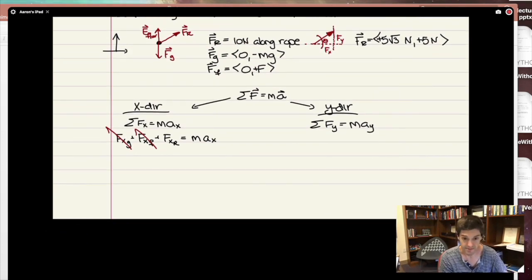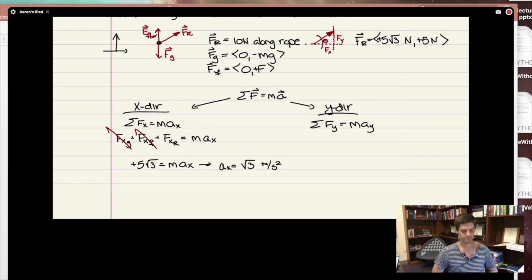So in that case, this just becomes the positive, let's see, what did we say? In the x direction, it was plus 5 root 3 equals mass times acceleration. We said the box was 5 kilograms, so then the acceleration in the x direction becomes square root of 3 meters per second squared. And again, plus. We solved for this and it was a positive number. The math tells us the acceleration must be to the right, which is likely not that surprising. You're pulling the box to the right, the box is going to then accelerate towards the right.